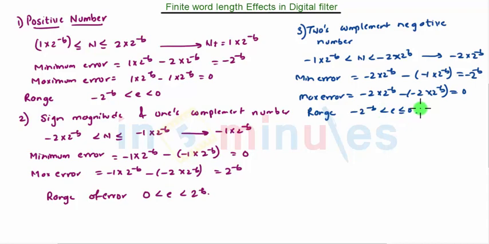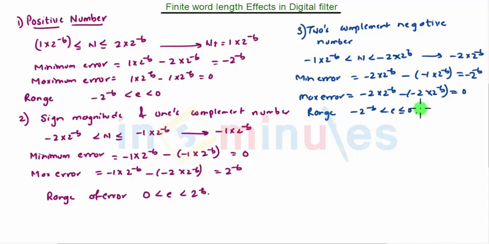Now range of errors are different, obviously, for different number representations. So the truncation of positive number results in a number that is smaller than unquantized number. Hence the truncation error is always negative when positive number is truncated. For the truncation of negative numbers which are represented in sign magnitude and 1's complement format, the error is always positive because the truncation reduces the magnitude of the number. And finally, in the 2's complement representation, the effect of the truncation on a negative number is to increase the magnitude of the negative number.